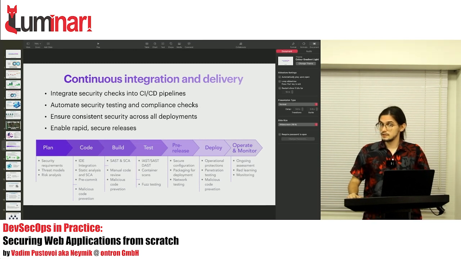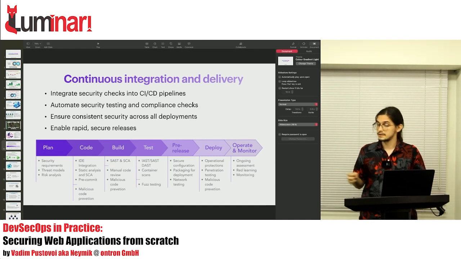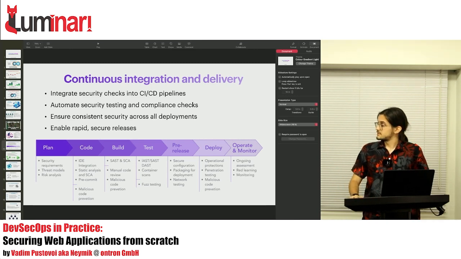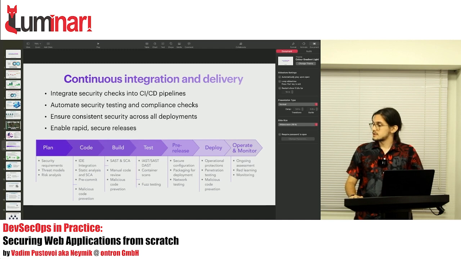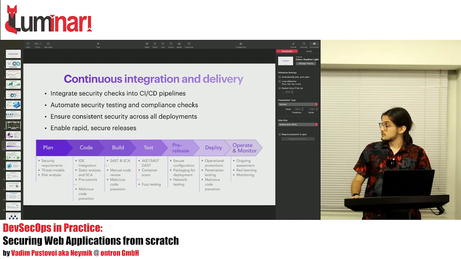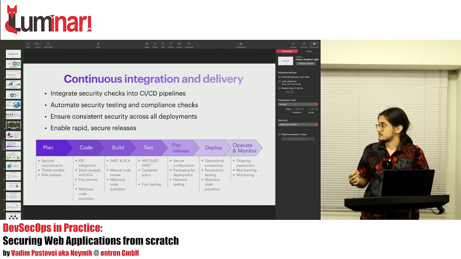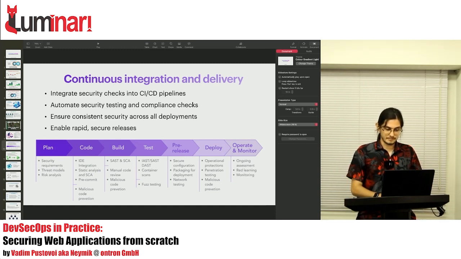Continuous integration and delivery. That is an example of a CI/CD pipeline with a lot of different security options included there. You can see that some of those options may take a lot of time to introduce into the teams or not. We will talk about them a little later.